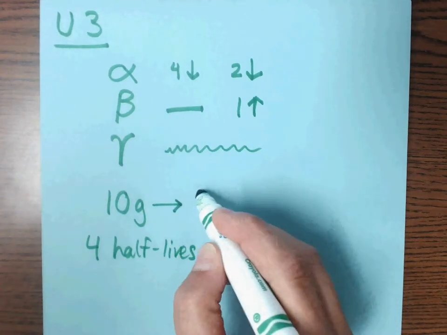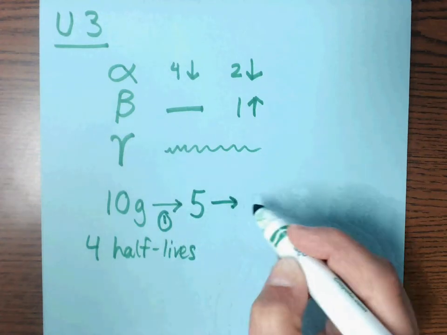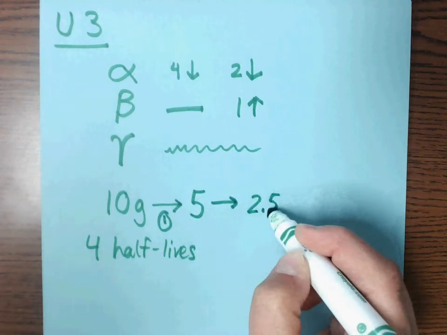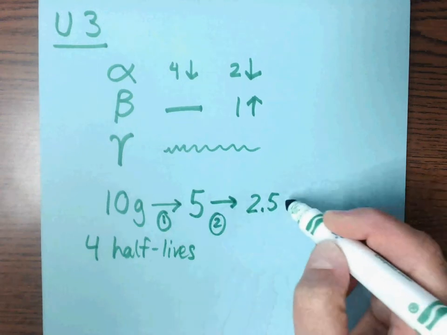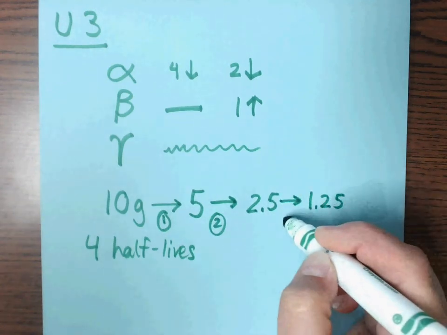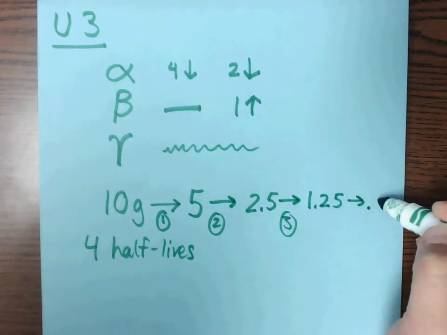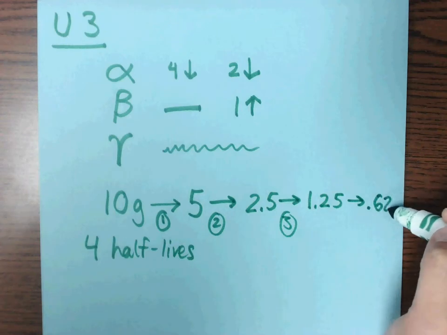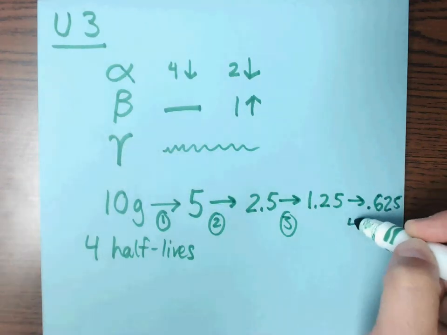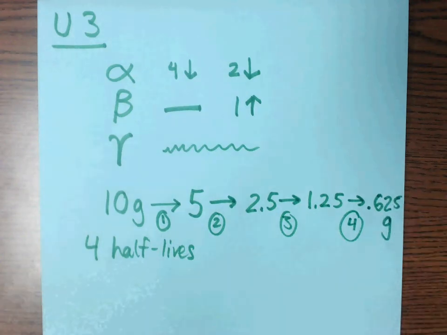So if I cut it in half 1 time, I would have 5 grams remaining. If I cut it in half again, I would have 2.5 grams remaining. If I cut it in half again, I'd have 1.25 grams remaining. And if I cut it in half one more time, what would we have? 0.625 if I did my mental math correctly. That is how much of the sample would be left after 4 half-lives. So that's really the main points in Unit 3.